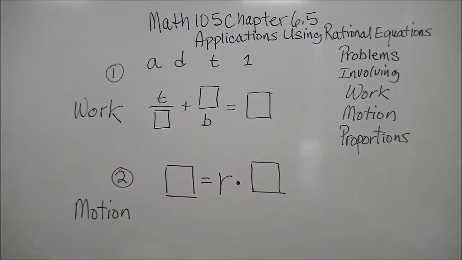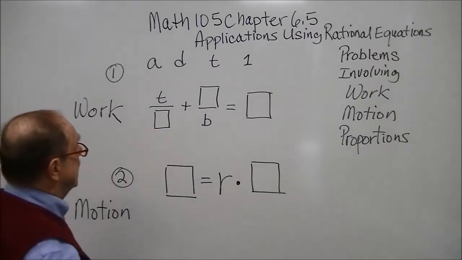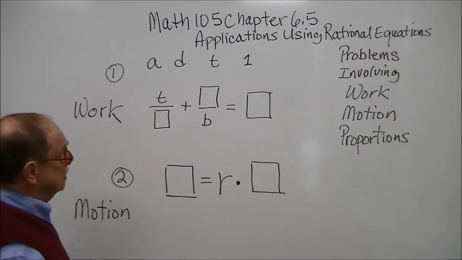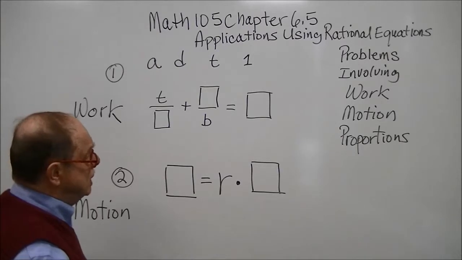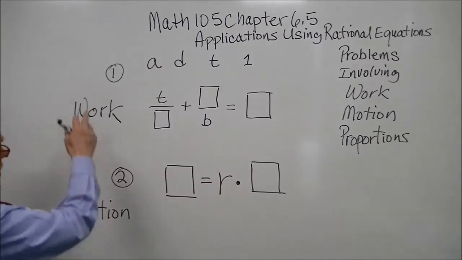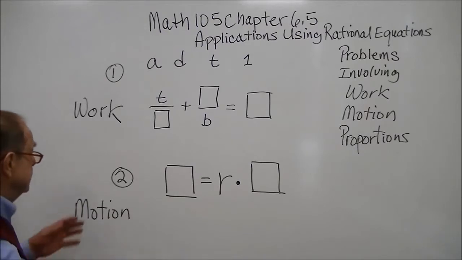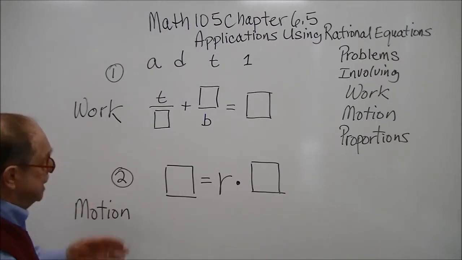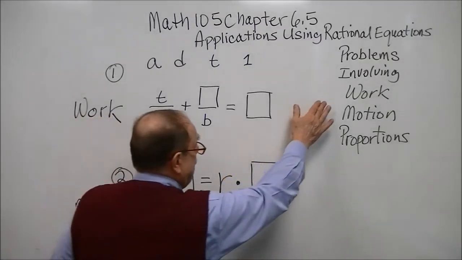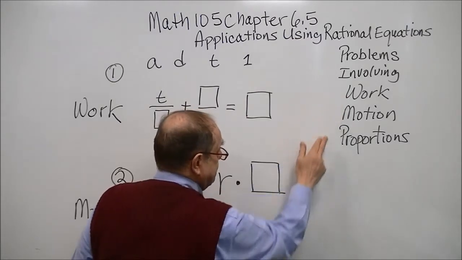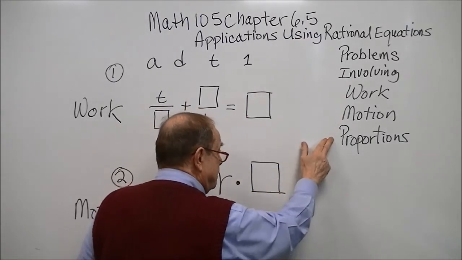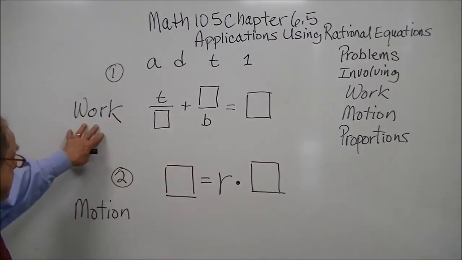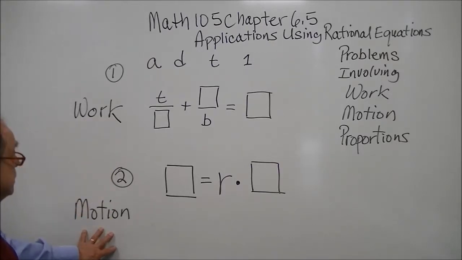All right, we're continuing on Chapter 6, Topic 5. And here we're going to do some applications, which are word problems, using rational equations. Our first two examples are sort of fill-ins. The kinds of applications we're going to deal with are called work problems, motion problems, and proportion problems. The first one we're going to look at is work, and then we'll do some motion.